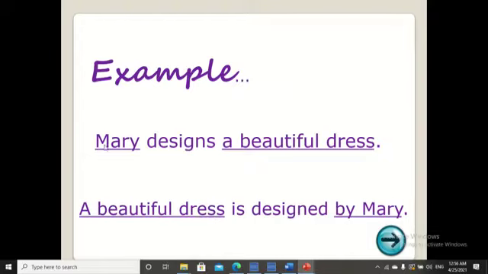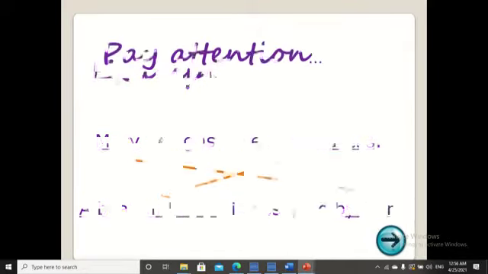Here's the change from active to passive. So what is the change here? Instead of talking about the subject, we talk about the object. We are not interested in who does the action, we are interested in the object. So Mary designs a beautiful dress. A beautiful dress is designed by Mary.